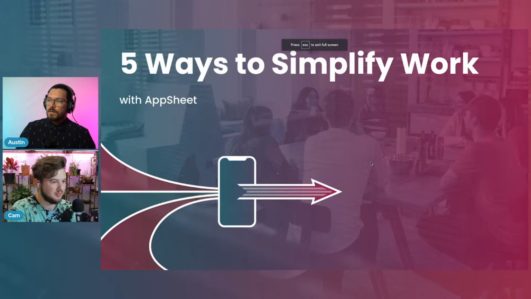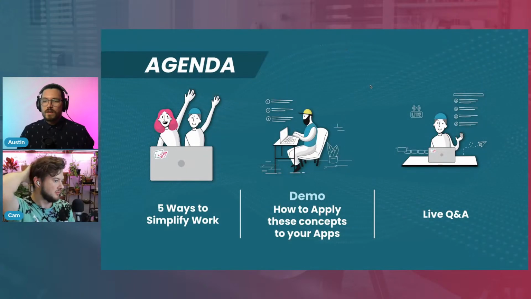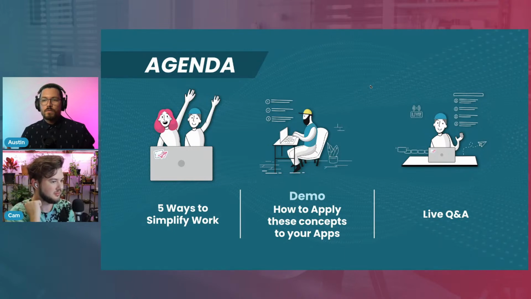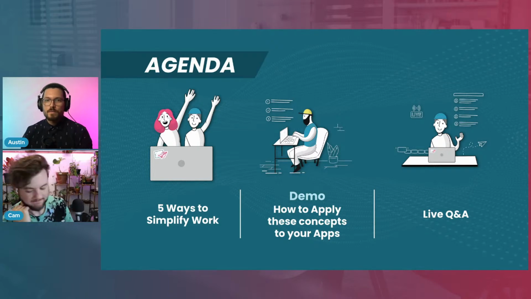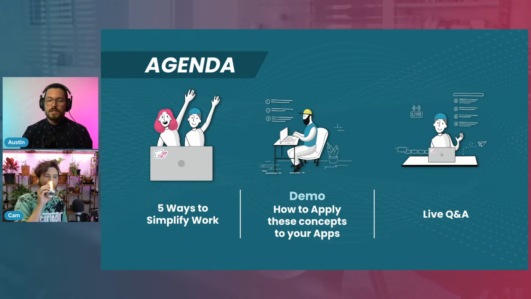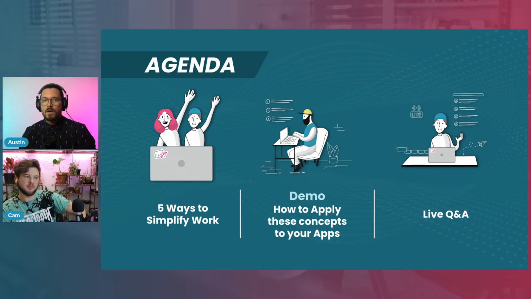So I'm going to go ahead and move into our agenda. Today we're going to be talking about 5 ways to simplify work. Cam's going to walk you through those steps and how to implement some of these into AppSheet apps. He's going to demo how these concepts work in our AppSheet apps, and you can also apply these concepts to the apps that you are working on. Also, I will say the apps that Cam's going to be working on are in the description below.